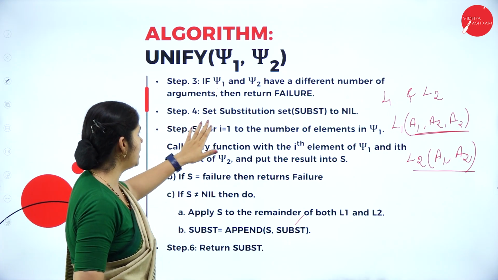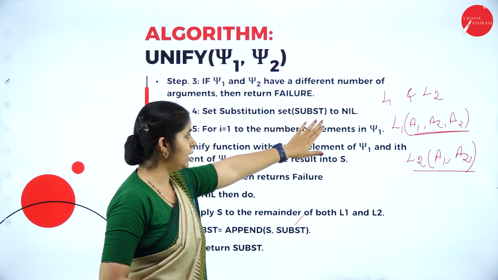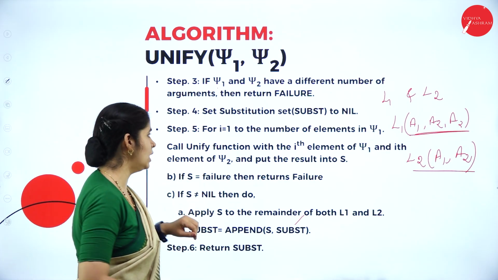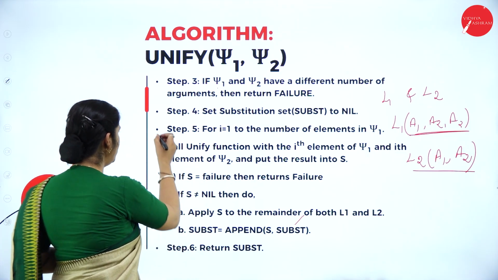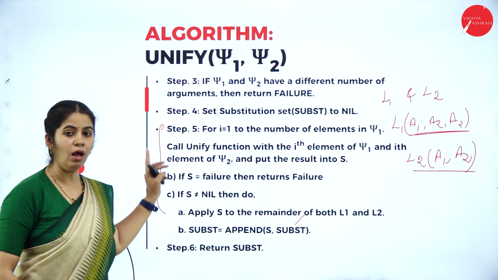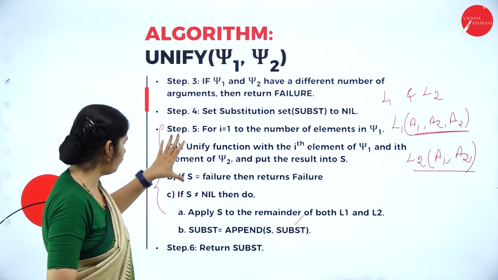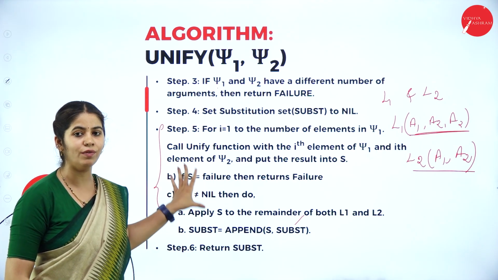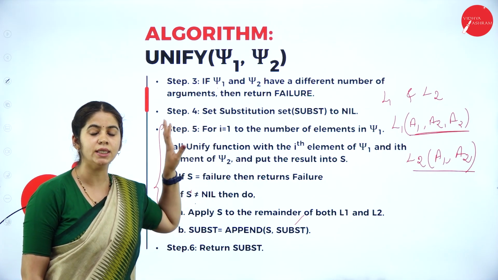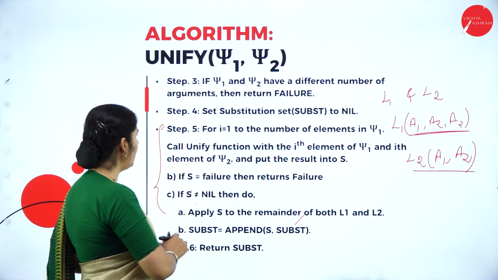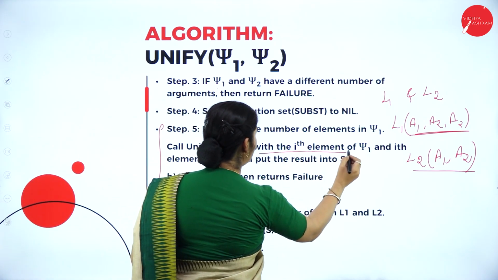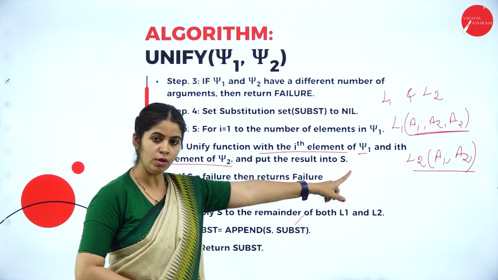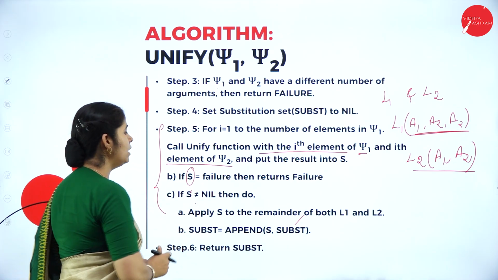In the fourth step, set the substitution as nil. Take a variable for the substitution, put that variable's value as null or nil, and execute this substitution within the for loop. In step 5, we substitute the variable so that we can get identical statement expressions. Call the unification function with the ith element of Ψ1 and the ith element of Ψ2 and put the result into S.